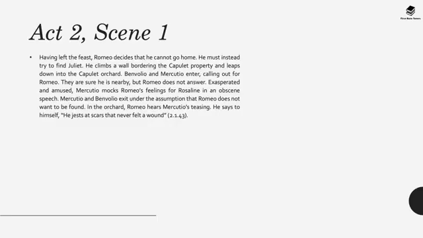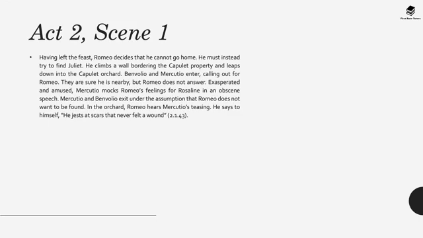Now in Act 2, Scene 1. Having left the feast, Romeo decides he can't go home. He must instead try to find Juliet. So he climbs a wall bordering the Capulet property and leaps down into their orchard.